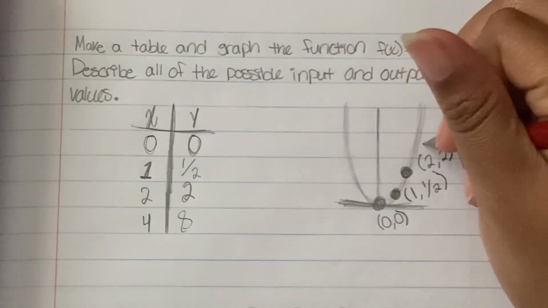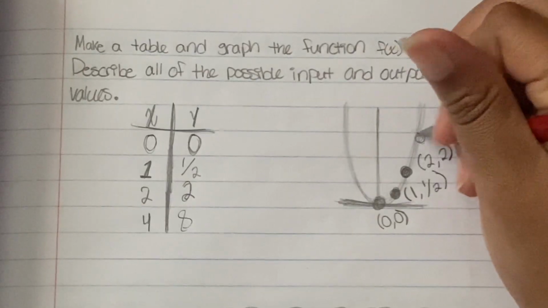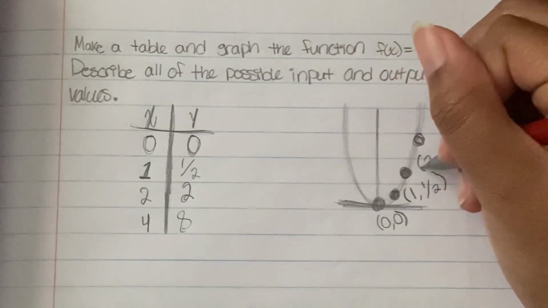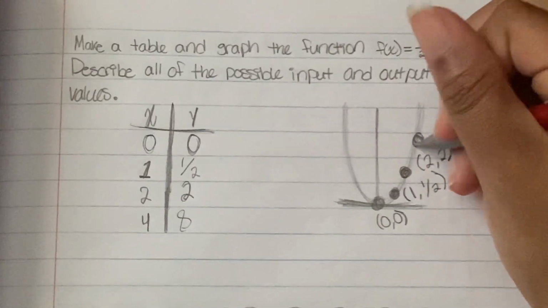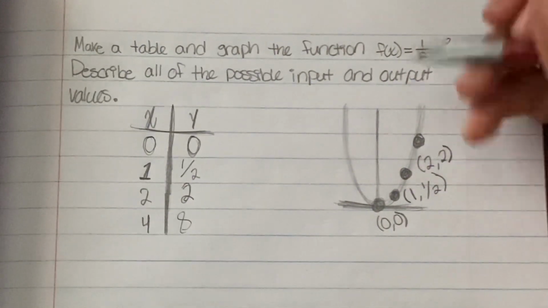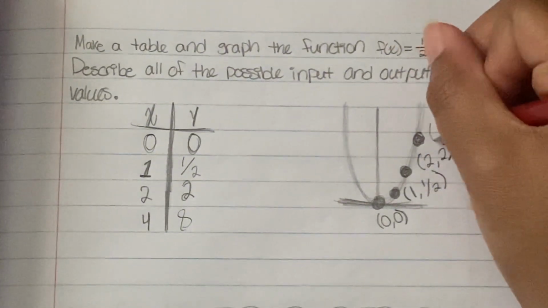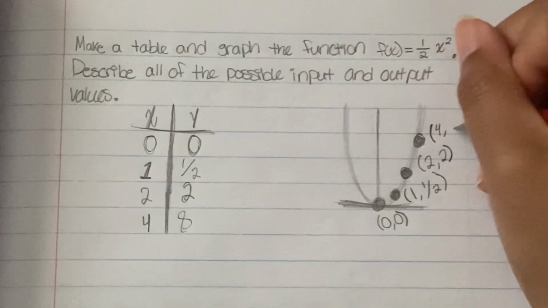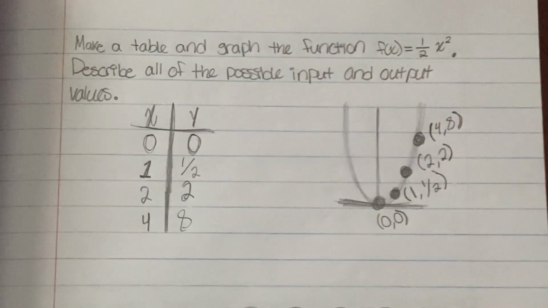So 4 technically should be a little further over, because if that's 1, 1, this should be around 3. So 4 should really be more this way, but I can't really do that with the way I drew it. So yes, that is what I would do if I was asked to make a table and graph the function f of x equals 1/2 x squared.